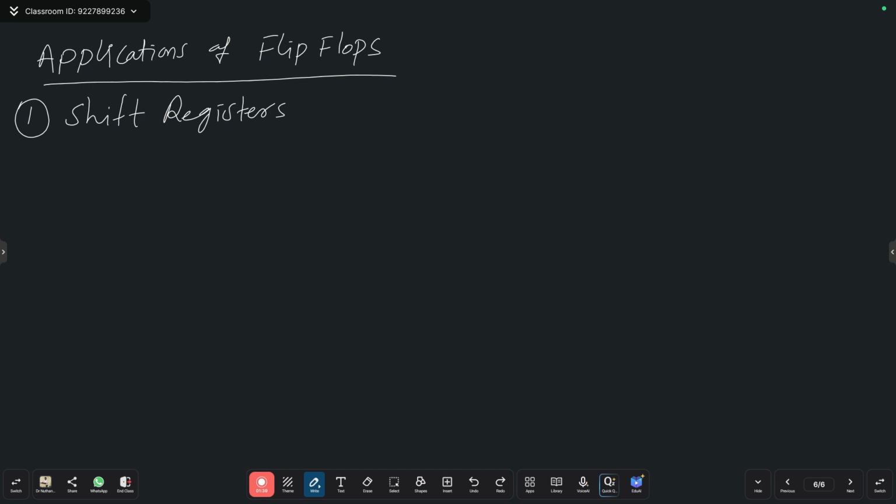Clear? Shift registers are nothing but a group of flip-flops. Each flip-flop stores a single bit.